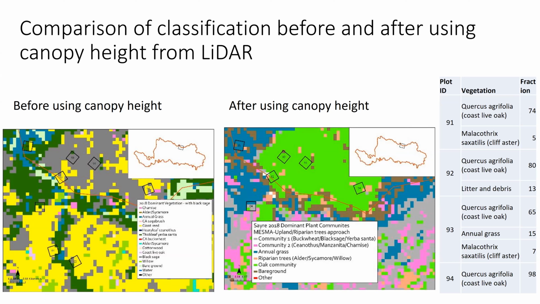it could not separate that. So after we separated the AVIRIS data into the riparian zone and upland zone, we used the same spectral libraries, but after separating them, we were able to get a much better classification. Those same plots, 91, 92, and 93, have now been classified as the oak community, which is the green color in the image in the center. So it did greatly improve our classification.